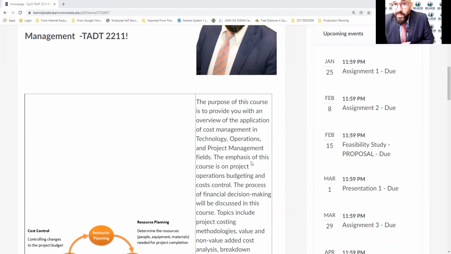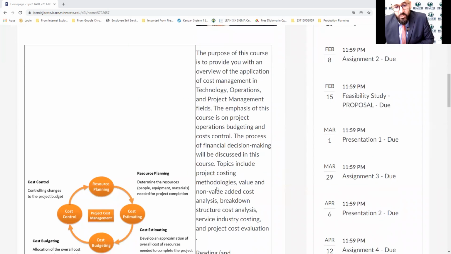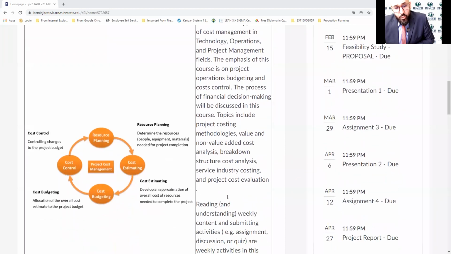The process of financial decision making will be discussed in this course. Topics include project costing methodology, value added and non-value added, breakdown structure costing, service industry costing, and project costing evaluation. Don't worry, we will discuss each one of these concepts in this course. And once we're done with this course, you should be familiar with these things.